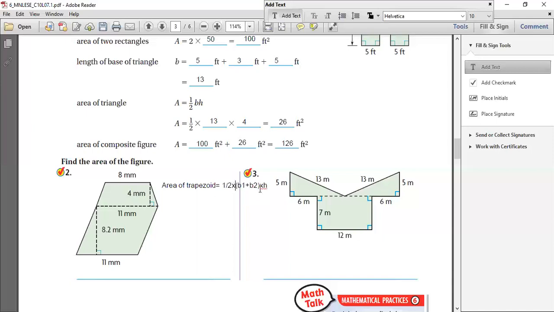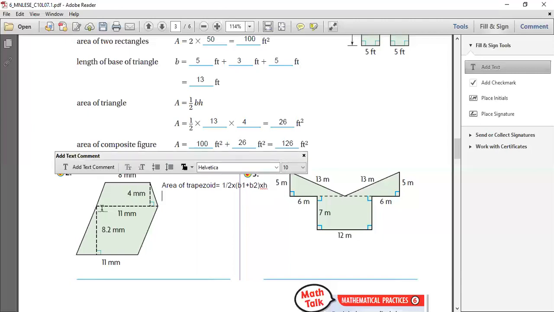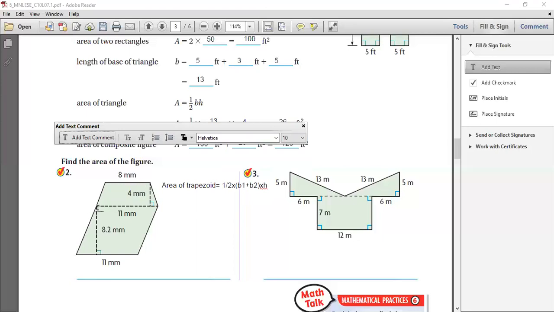Okay, so let's find the area now. We need base 1, we need base 2, and we need the height. So let's check whether we have all of them here. Do we have base 1? Yes, we do. That's 8. Do we have base 2? Yes, we do. Do we have the height? Yes, we do. That's 4 millimeters.